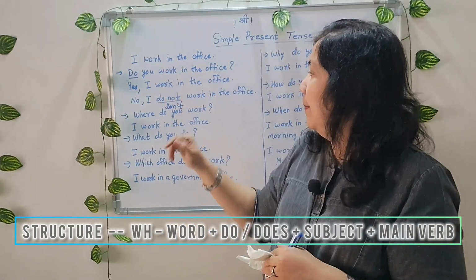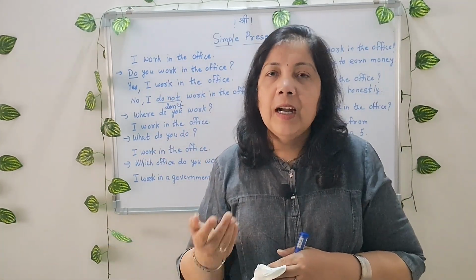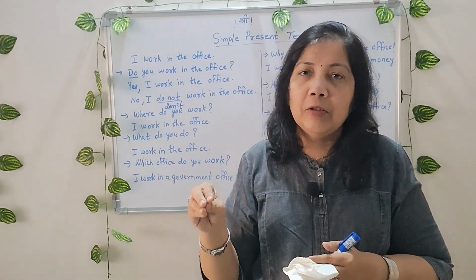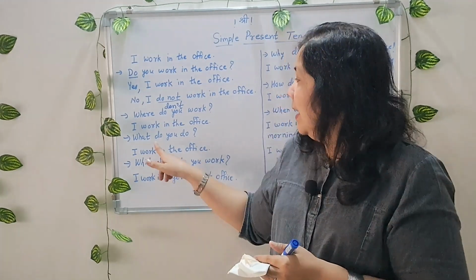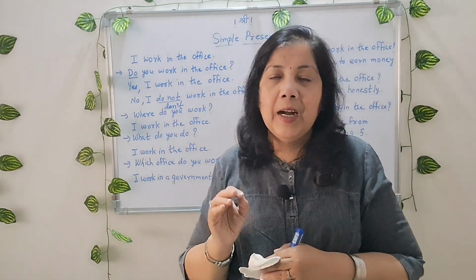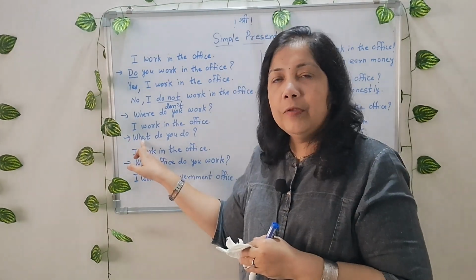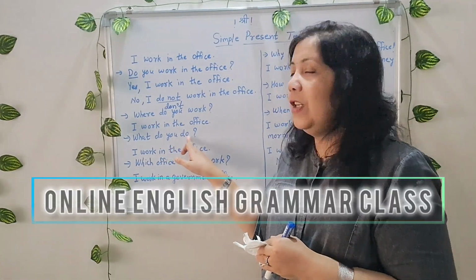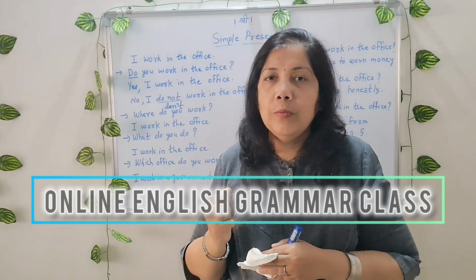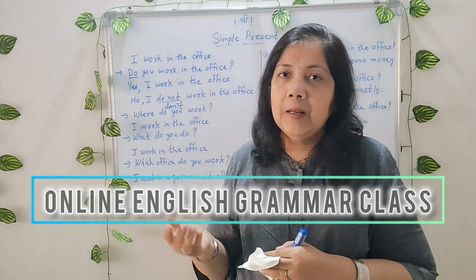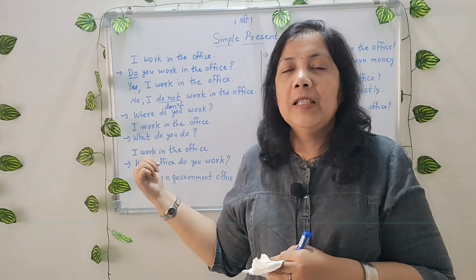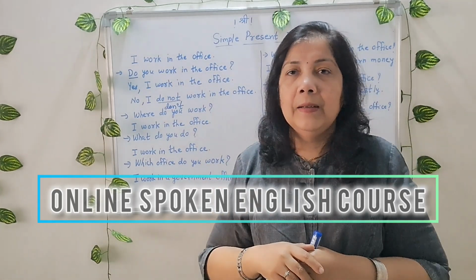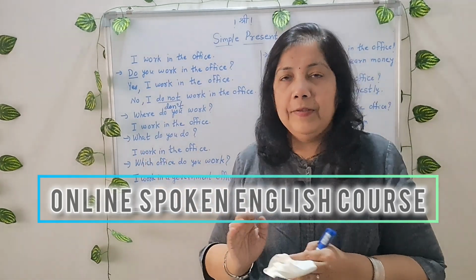The answer is the same: I work in the office. Where do you work? I work in the office. You can add the place also, for example, at Goregaon. Okay. Next question. What do you do? Again a WH question, starting with a WH word. Do is the auxiliary verb, you is the subject, and this do here is the main verb. What do you do? I work in the office. Same answer because I am keeping this sentence the same. You can write any other thing there, but for explanation I am taking the same sentence. So the answer will be I work in the office.